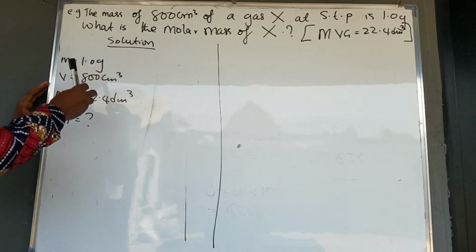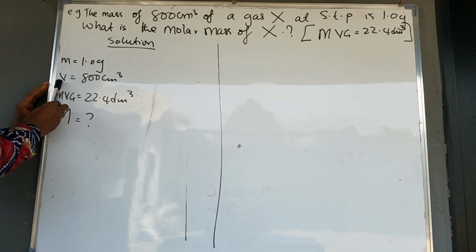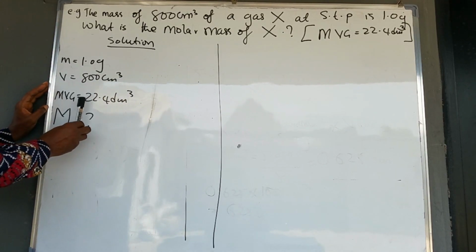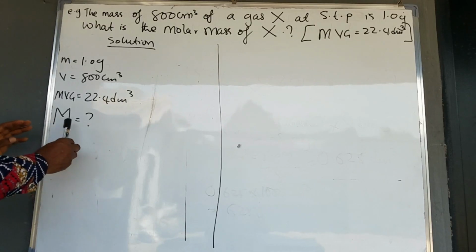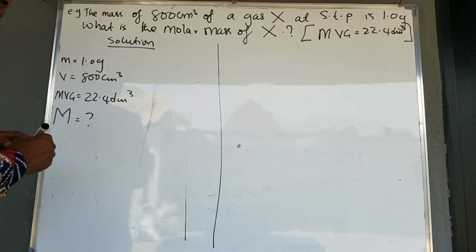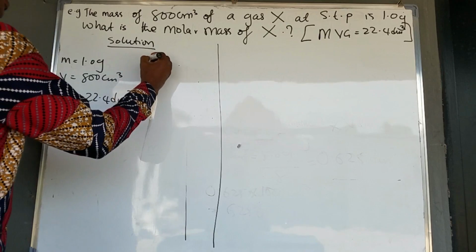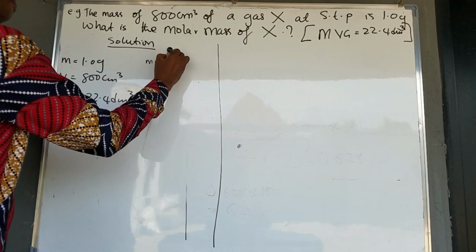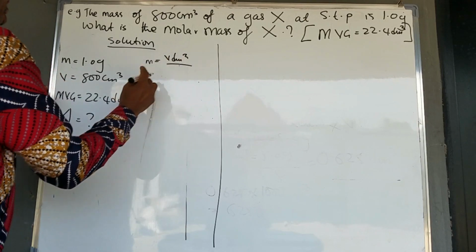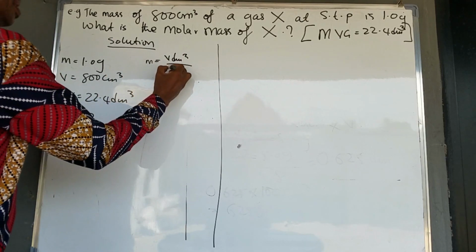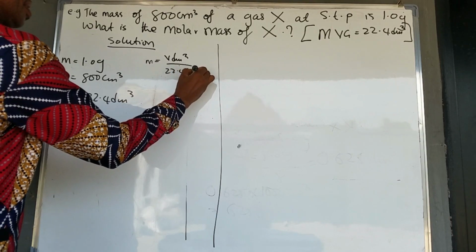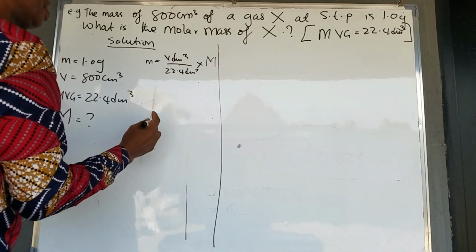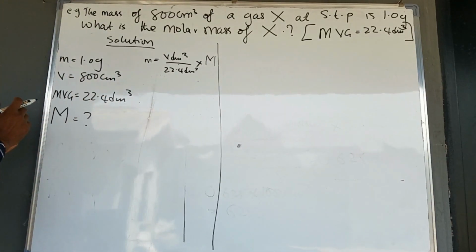Now, what is given to me is small m, 1.0 gram, the volume, 800 cm³, MVG, molar volume of gas, is 22.4 dm³, and big M is what I'm looking for. I remember very well that whenever you're looking for M, you have volume given, that's volume in dm³, all over the standard, which is 22.4 dm³, times the big M. With this formula, I can always come out of this problem.